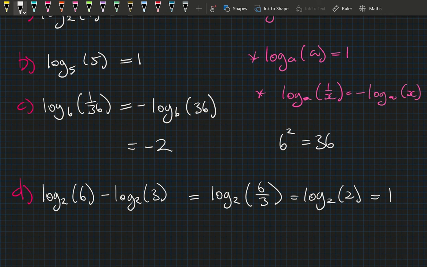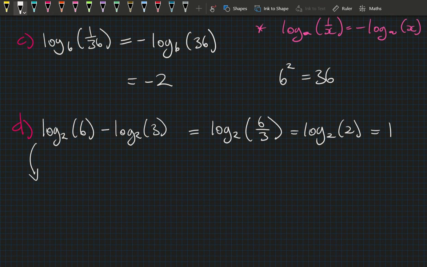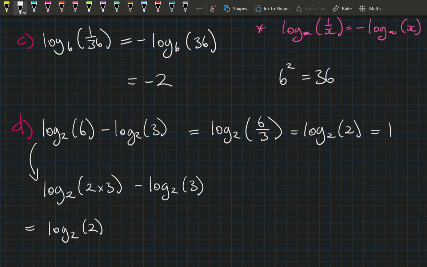There is actually another way of looking at that, and that would be focusing on the 6, right? 6 is 2 times 3, so I'm going to rewrite that as log base 2 of 2 times 3 minus log base 2 of 3. All right, I haven't changed anything there. 6 is just 2 times 3. But using that log law 1, we've got log of 2 plus log of 3. So all we've done is change this log base 2 of 6 to log base 2 of 2 times 3. And now it's log base 2 of 2 plus log base 2 of 3.